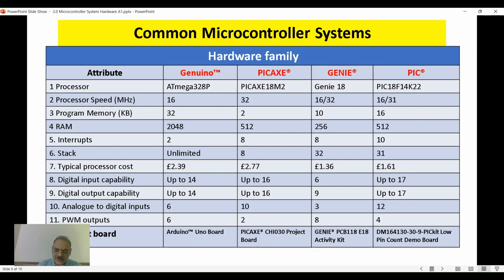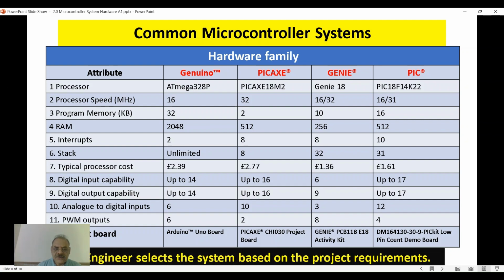Now, in your exam, you will be required to give the justification for selection of the part. That justification is based on these attributes. You need to mention whether you are selecting a particular microcontroller based on the cost, or the number of interrupts, or the number of inputs and outputs. That is how you justify why you are using the particular system.